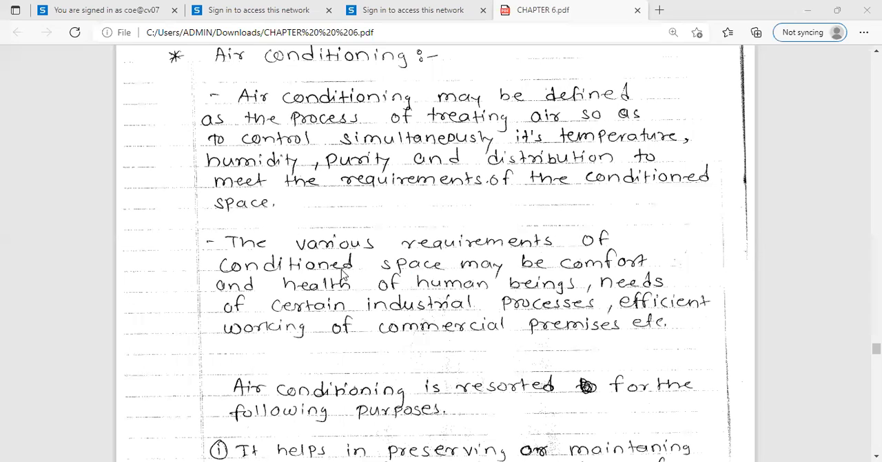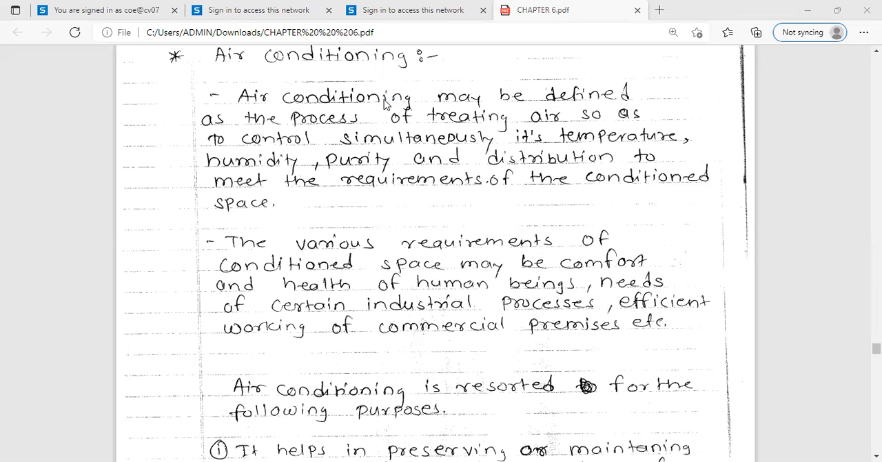The various requirements of conditioned space may be comfort and health of human beings, needs of certain industrial processes, efficient working of commercial premises, etc. What is the necessity of air conditioning? So generally already I have discussed one example, that is whatever we are earning during our life, most of the money we are going to spend for the construction of our dream house. Okay, and in that dream house we should get feel comfort, hygienic life, healthy environment, peace, then after that comfortable.